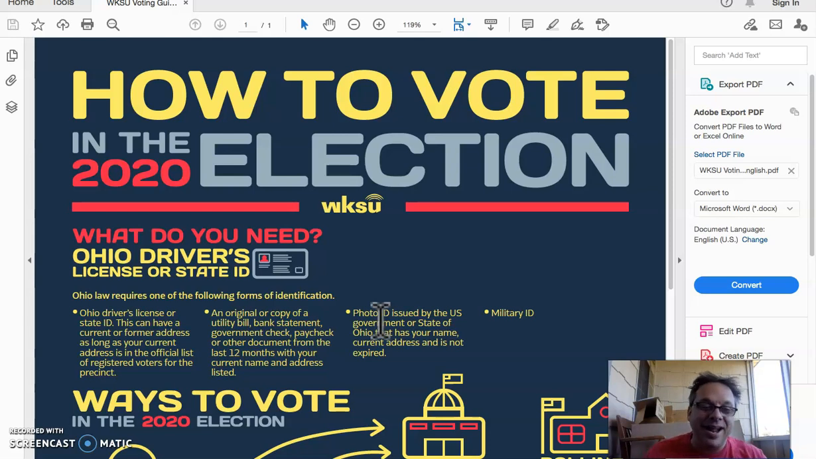I hope this is interesting and helpful. I hope you have an idea how you want to vote, what you need to do, and what you need to take with you to vote. Go ahead and get out there and vote.